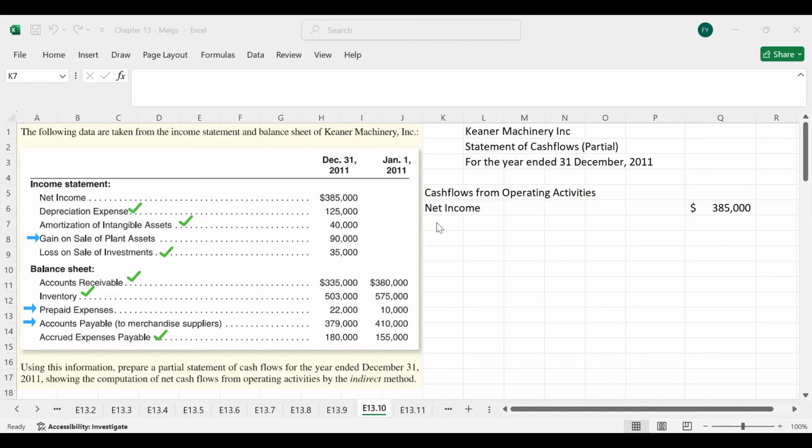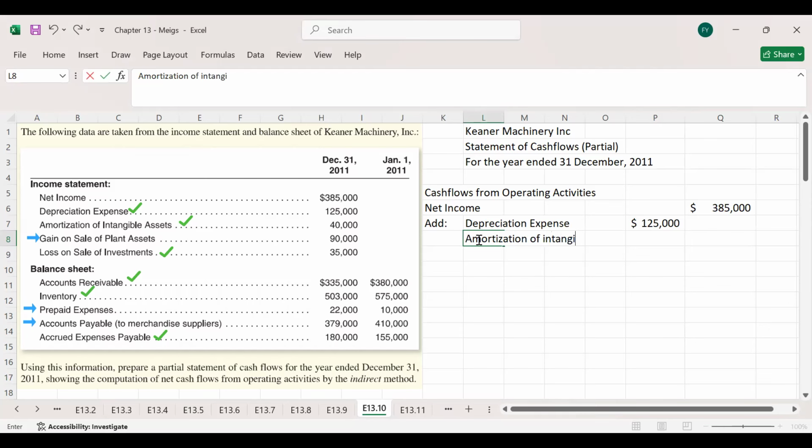So first of all, we represent all those items that are going to be added. So we have depreciation expense. In the inner column, it is 125,000. Here you can see. Then amortization of intangible assets, which is the amount is 40,000. So here we have 40,000.